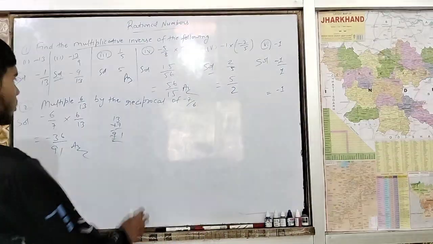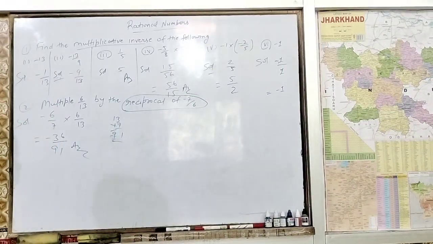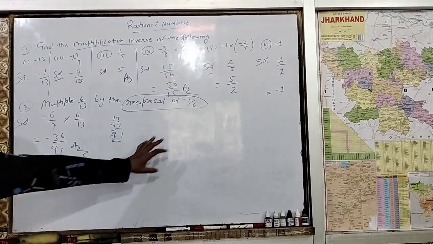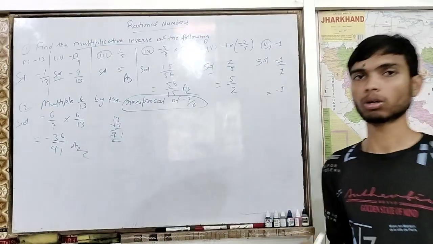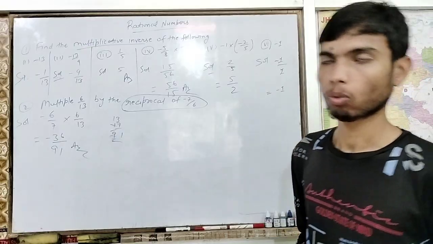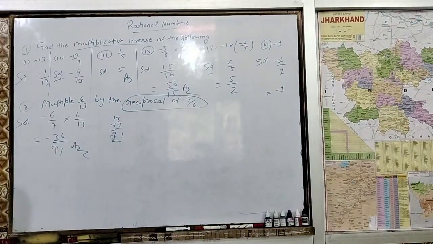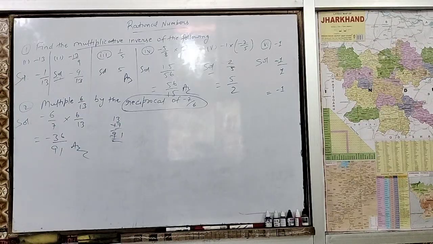In this question, our focus was on how to convert any fraction into reciprocal. We will not care about operators. We just need to convert the number which is in a denominator into numerator, and the number which is in a numerator into denominator. That's it. Minus 36 upon 91. Just have a look.